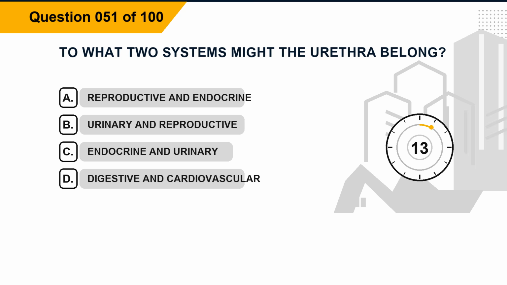Question 51. To what two systems might the urethra belong? Option A, reproductive and endocrine. Option B, urinary and reproductive. Option C, endocrine and urinary. Option D, digestive and cardiovascular.